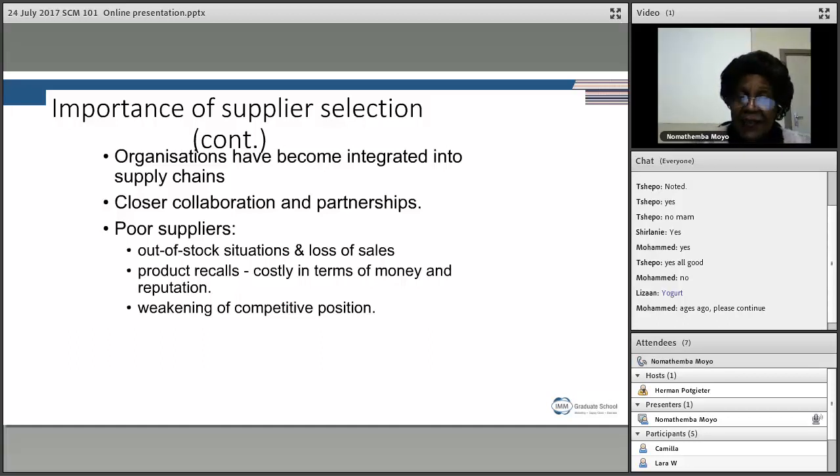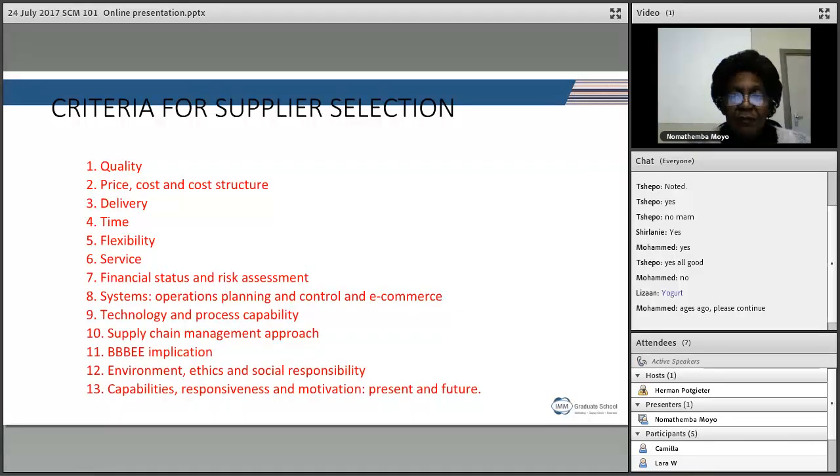Poor suppliers will lead to out-of-stock situations and loss of sales. Poor suppliers will lead to product recalls, and this is costly in terms of money and reputation. Then poor suppliers are going to weaken your competitive position. Criteria for supplier selection.